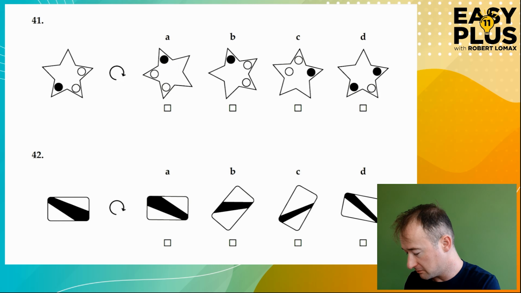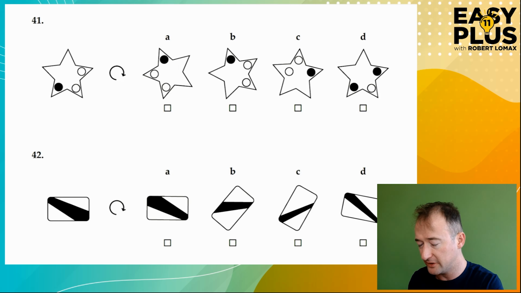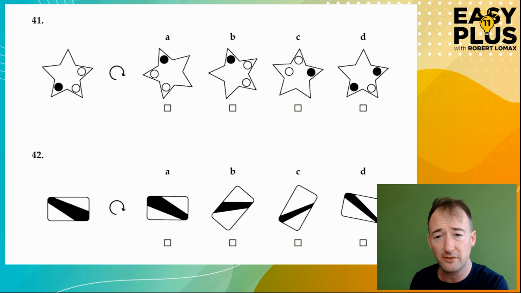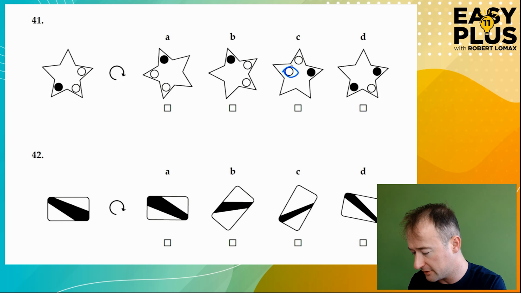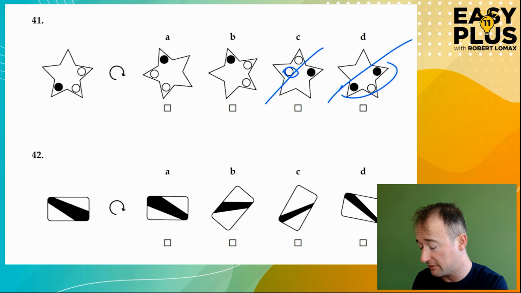Now, if we turn this around, we are still going to have a star with the same number of points, but that doesn't help us because the answers all do as well. What they do have is a different layout of these circles. We can see just straight away looking at C that this circle is way out of place, so that can't be the right answer. We can see looking at D, that's got two black circles, that can't be the right answer. So we're already eliminating.